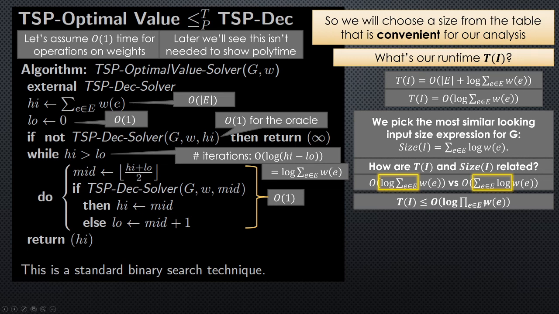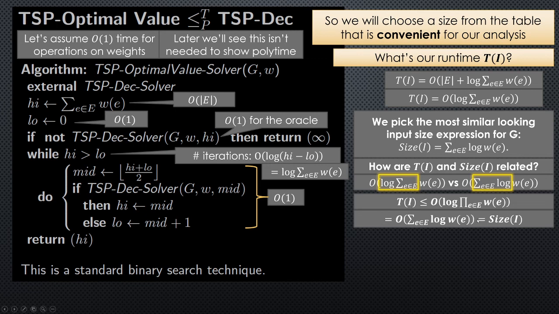Okay, and of course the log of a product is the sum of logs, right? So that's the sum of logs, and that's actually exactly size I. Size I is order this, so I sort of missed an order sign. Sorry, this is supposed to be big O of this. So the size is big O of the sum of log weights. Size I is going to be order this, right?